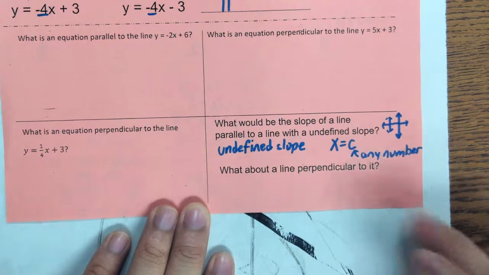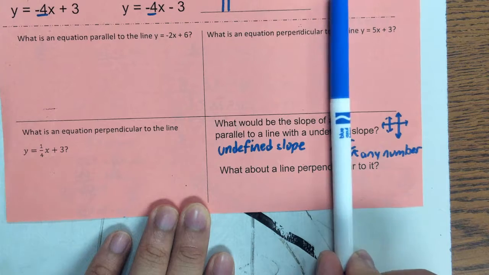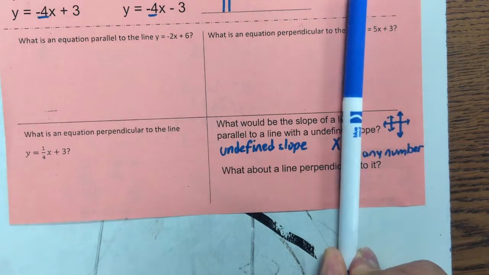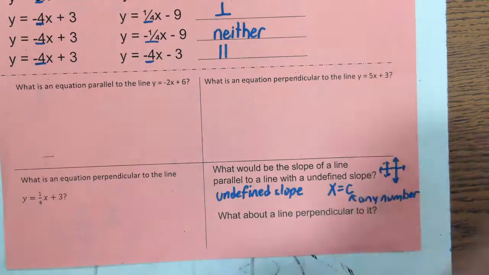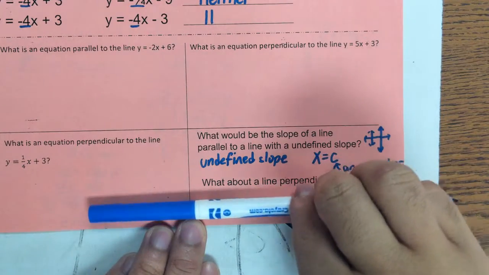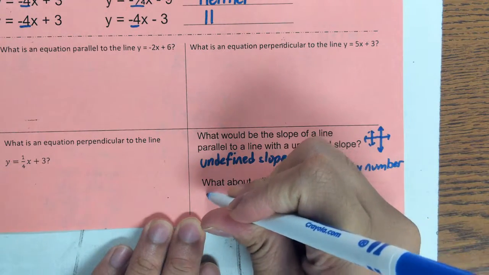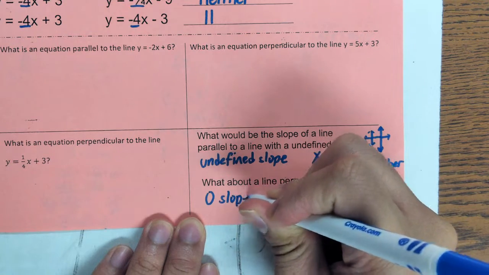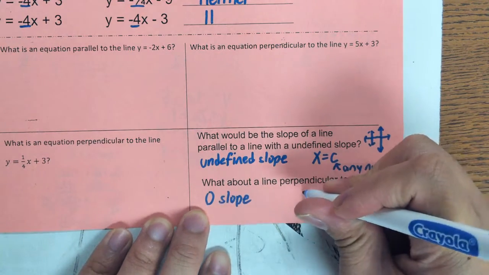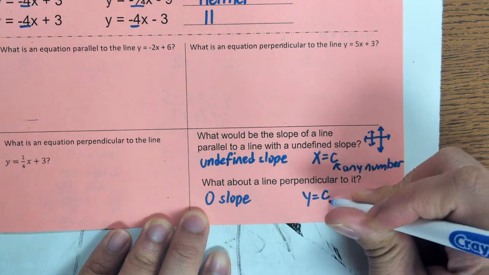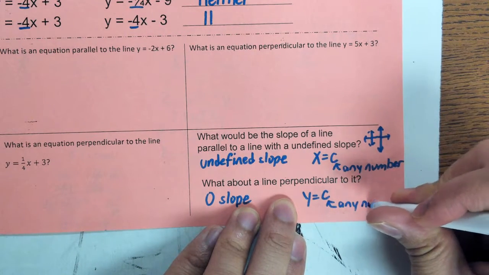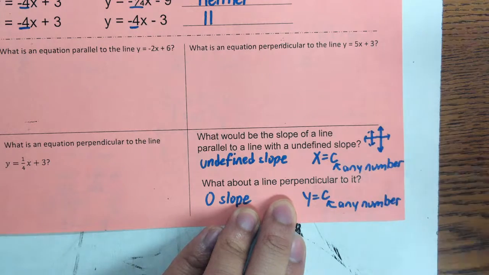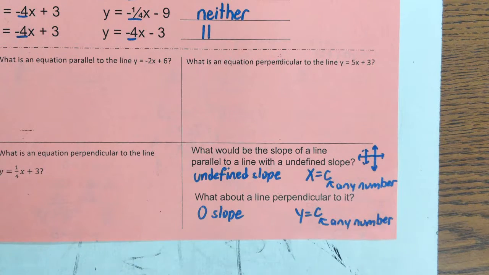What about a line perpendicular to it? So if one line is completely vertical, then the line perpendicular to it has to be horizontal to form that 90 degrees. Horizontal line. A horizontal line is like a flat line. Flat line meaning zero slope. And a line with a zero slope has an equation y equals c. Again, c means constant, c means any number. So y equals just a number without any x is a zero slope. So there you have using slope to determine if lines are parallel or perpendicular.